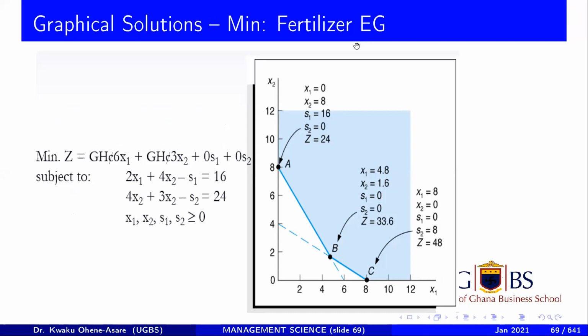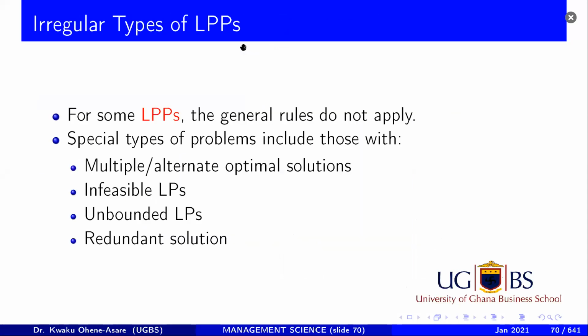Today we want to look at very strange kinds of linear programming models or approaches. They are strange, and you see how strange they are. There are 4 of them, and we are going to have different names for each one of them. The first one is known as multiple optimal solution, or alternate optimal solution.